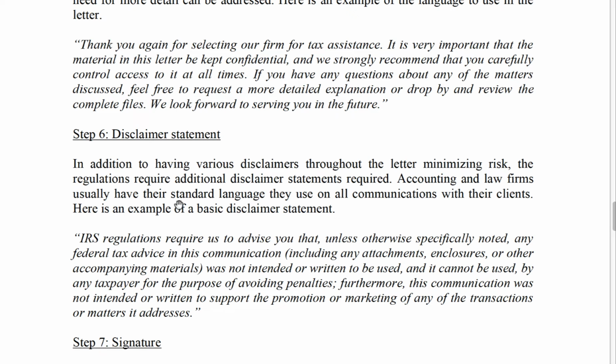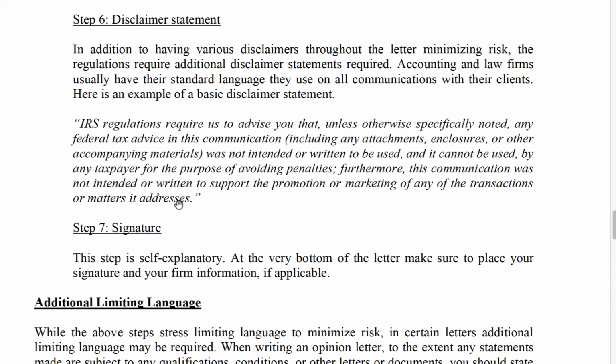IRS regulations require us to advise you that unless otherwise specifically noted, any federal tax advice in this communication, including any attachments, enclosures, or other accompanying materials, was not intended or written to be used, and it cannot be used by any taxpayer for the purpose of avoiding penalties. Furthermore, this communication was not intended or written to support the promotion or marketing of any of the transactions or matters it addresses. So you just want something at the very bottom of the letter, and you want to make sure that's in there. And then finally, the signature.